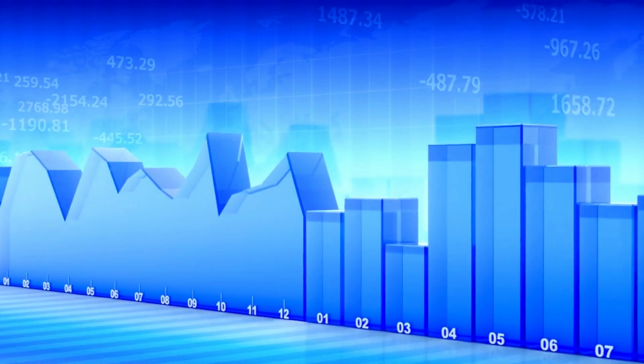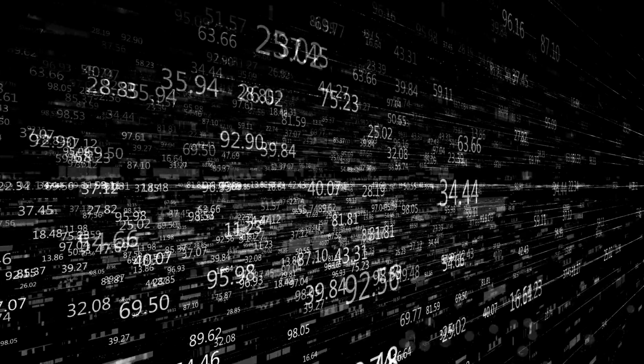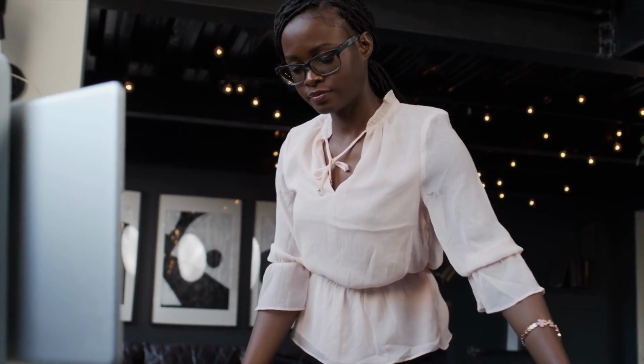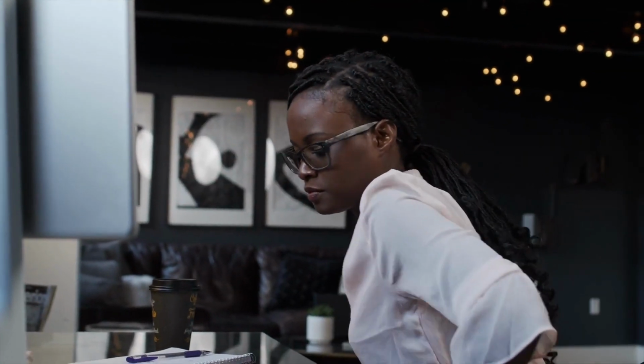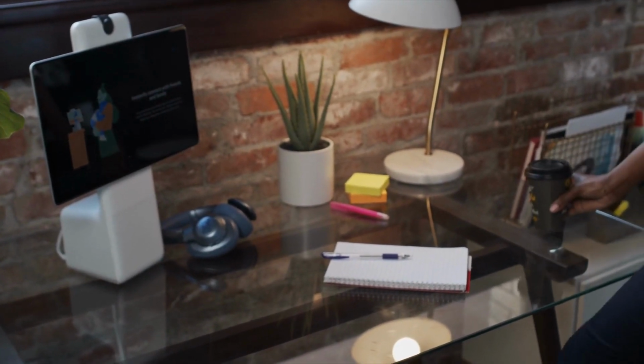Before we jump into investing, let's understand the different types of investments available. Broadly speaking, there are four main categories: stocks, bonds, real estate, and alternative investments. Now let's delve deeper into one of the most popular types of investments: stocks. Stocks represent ownership in a company.